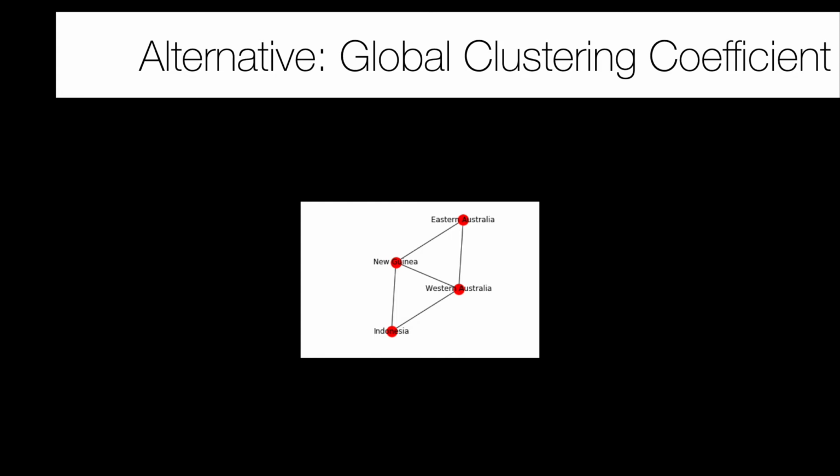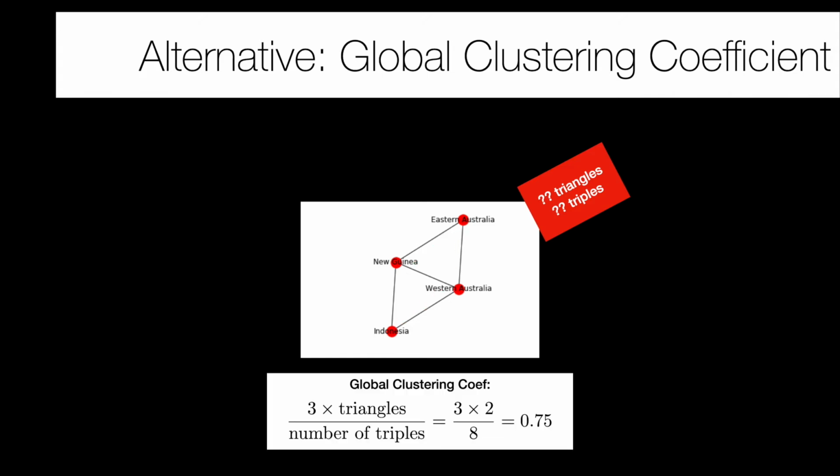So going back to the RISC map, we can ask, well, what is the global clustering coefficient here? Really it is a question of the number of triangles versus the number of triples. So the number of triangles is pretty clearly 2 here, the triangle of New Guinea, Eastern Australia, and Western Australia, and the triangle of New Guinea, Indonesia, and Western Australia. But how many triples are there? So we count them. So there's 1 triple here, another triple there, so that's 2, 3, and 4. And we have 5, 6, 7, and 8. So that tells us there are 8 triples and 6 closed triples, or 3 times 2 triangles. And this gives us a global clustering coefficient of 0.75 for this particular subgraph.